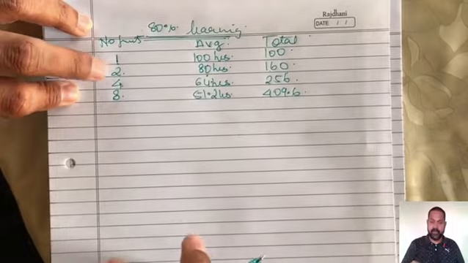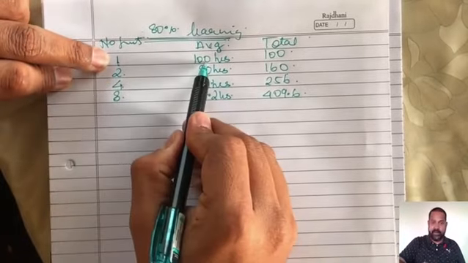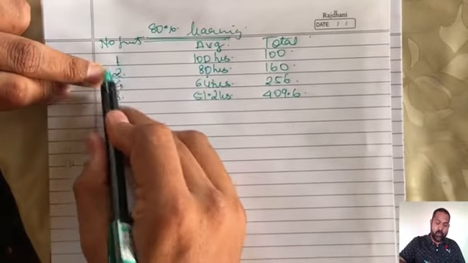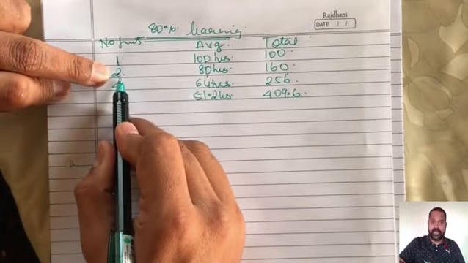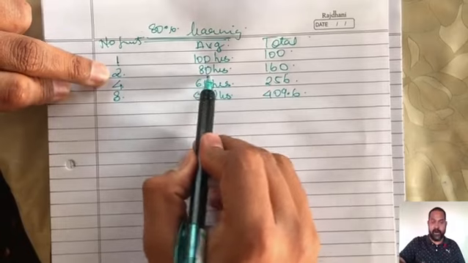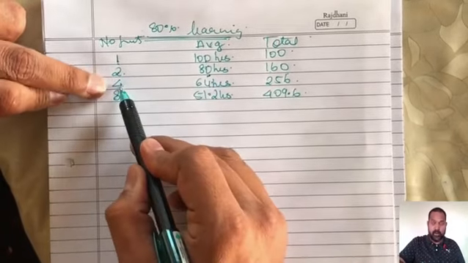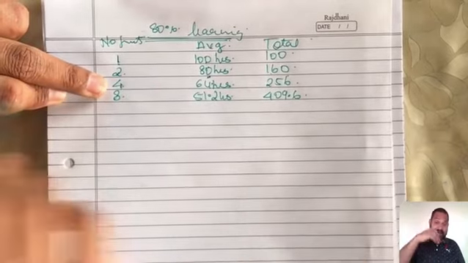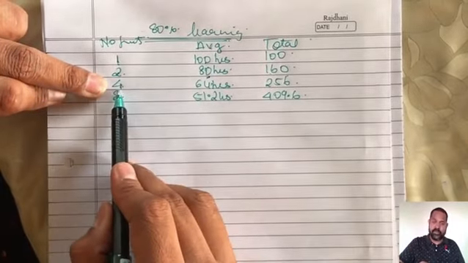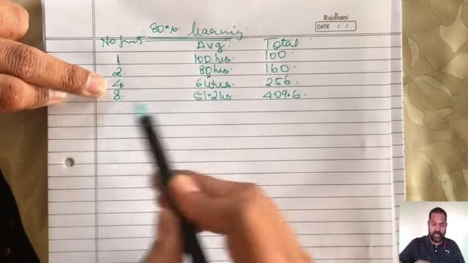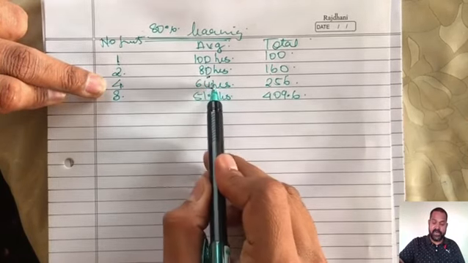Let me repeat this. For one job, if it takes 100 hours, double the work. Repeat the same work again. So 1 plus 1 will be for 2 units. It will take 80% of 100, which is 80 hours on an average. For double the work, which is 2 plus 2 more is 4 units, it will take 64 hours on an average, which is 80% of the 80.